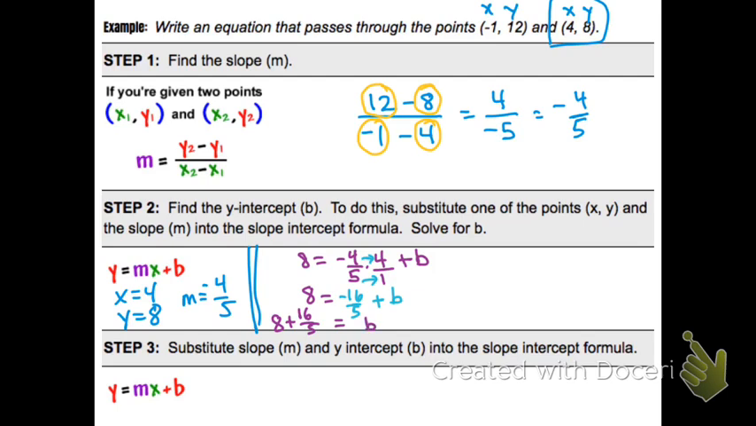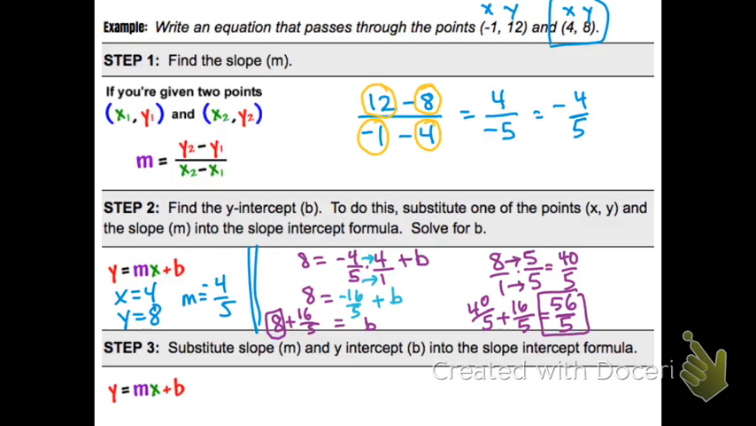Now, if I want to change that to a fraction, just to clarify how that's done, remember you have to have the same denominator. So if I want to change this so it has a denominator of 5, I need to multiply it by 5 over 5. It's like I'm multiplying it by 1. So this is the same as 40 over 5. And I can take that 40 over 5 and add it to 16 over 5 and get 56 over 5. So this is my b.